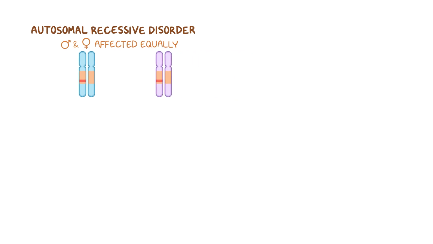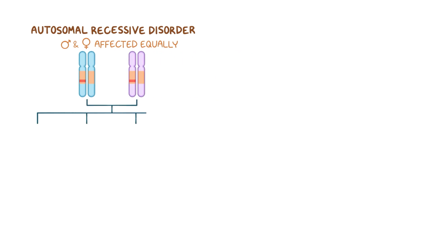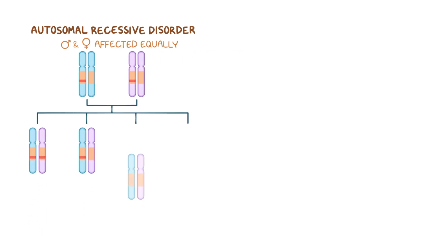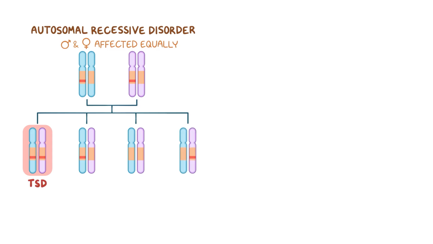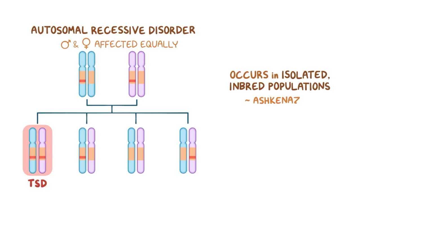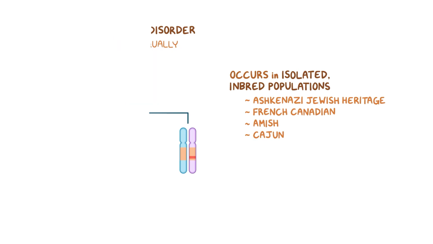TSD is an autosomal recessive genetic condition, so males and females are affected equally, inheriting one mutated Hex-A gene from each asymptomatic or heterozygous parent in order to develop the homozygous condition. This also means that TSD tends to occur in isolated, inbred populations or communities, which accounts for the predominant occurrence of the disease in infants of Ashkenazi Jewish heritage and in certain French-Canadian, Amish, and Cajun populations.